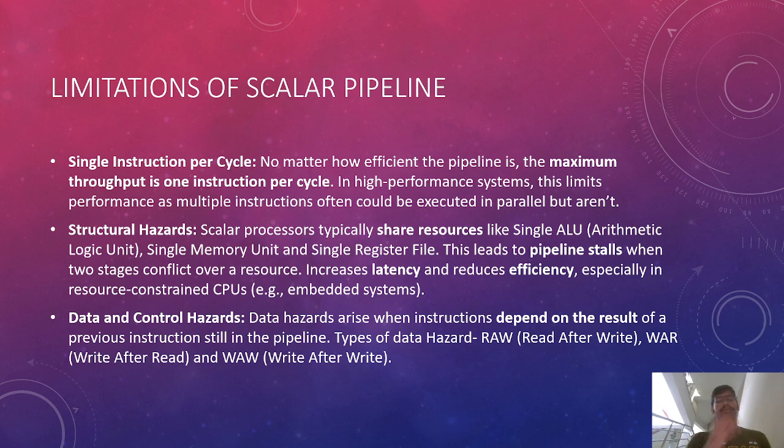Now, data and control hazards. Data hazards arise when an instruction depends on the result of a previous instruction still in the pipeline. The instruction we want to execute is dependent on the previous instruction, which has not yet left the pipeline. It can be of three types: RAW, which is read after write; WAR, write after read; and WAW, that is, write after write.